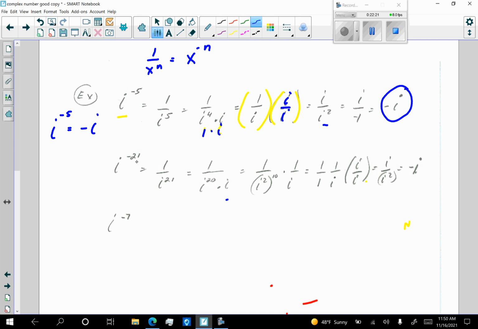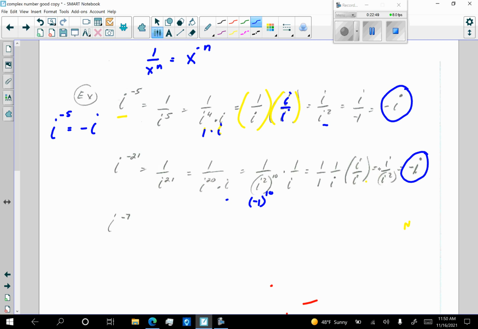Let's do I to the negative 21. That's going to be 1 over I to the 21st power. I know how to deal with that. That's going to be I to the 20th times I. I to the 20th is going to be I squared to the 10th. This is negative 1 to the 10th power, which is 1. So again, I have 1 over I, and I know what 1 over I is, negative I, for the same reason.